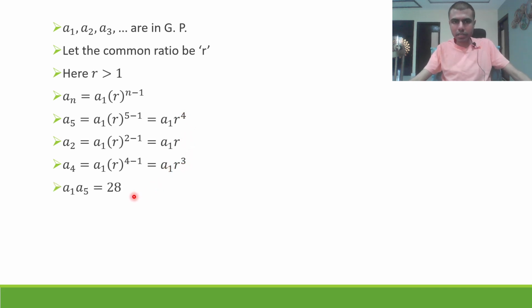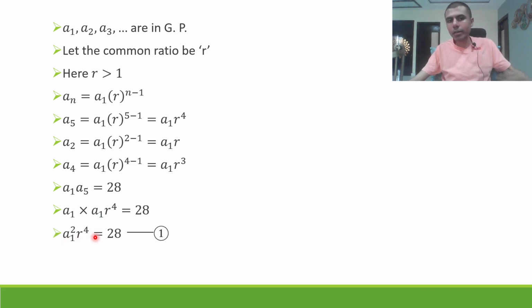Now let's go to equations. The first data that was given to us was A1 into A5 is 28. Now A5, A2, A4, we wrote everything in terms of A1 only, right? So let us keep A1 as it is. Now A5, what is it? A1 into R power 4. So A1 into A1 R power 4 is 28. A1 into A1 is A1 square. So A1 square R power 4 is 28. Mark it as equation 1.